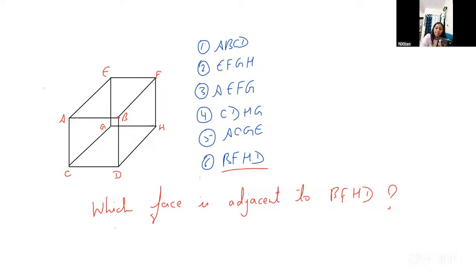Ma'am, is it ACGE? What is ACGE? No, I'm asking about adjacent. What is the meaning of adjacent? Close to, or nearby.